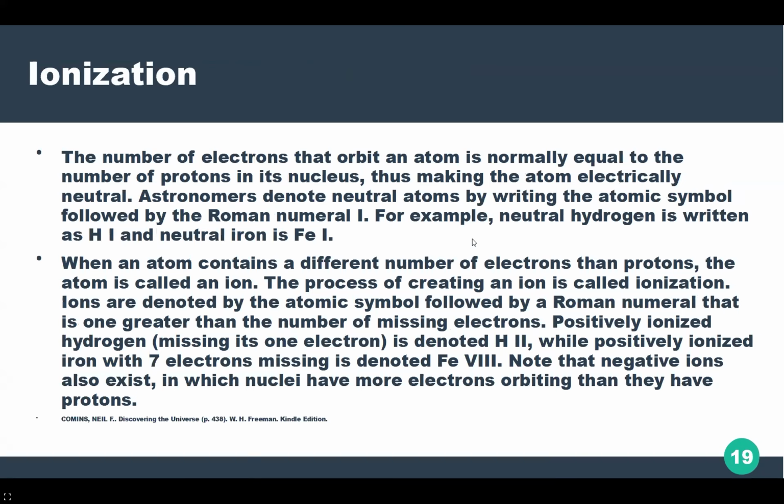Ions are named by the atomic symbol followed by a Roman numeral that is 1 greater than the number of missing electrons. Positively ionized hydrogen, missing its 1 electron, is denoted H II, while positively ionized iron missing 7 electrons is denoted Fe VIII. Note that negative ions also exist, in which nuclei have more electrons orbiting than they have protons.